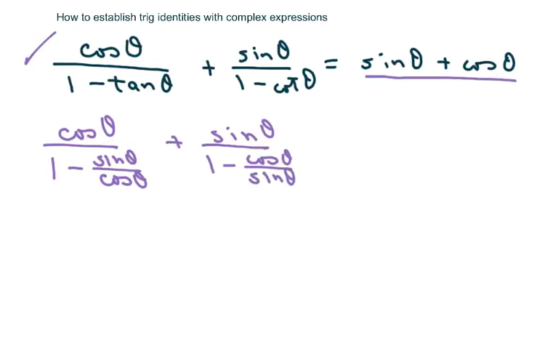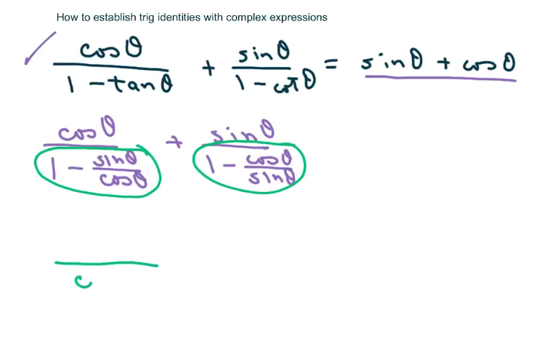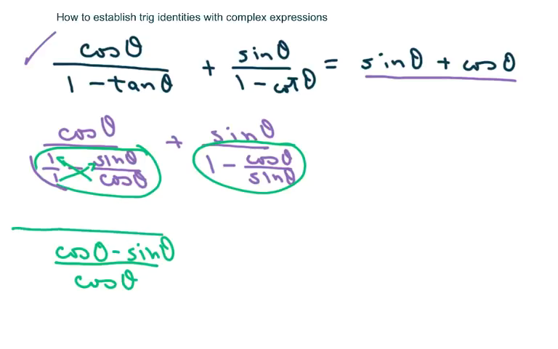Now, what I want to do is just deal with this complex expression. I just want to deal with the denominators here, and I want to get the common denominator. So the common denominator for this is going to be cosine. If I write this instead as 1 over 1, then if you cross-multiply up here, you're going to get cosine, multiplying these two, minus sine theta. Now, this is all under cosine of theta.